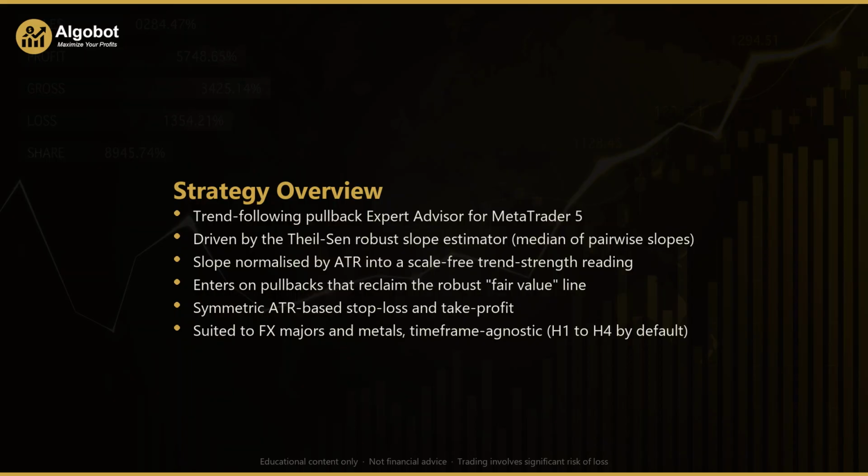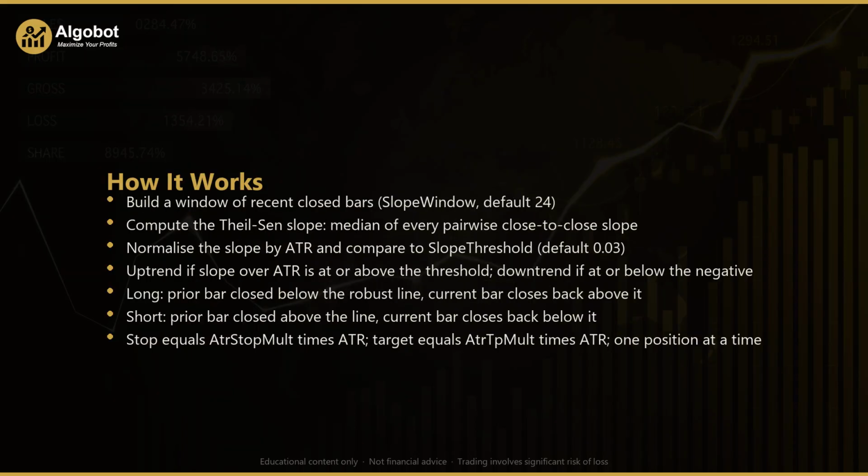Once a genuine trend is confirmed, the expert advisor waits patiently for a pullback that reclaims its robust fair value line, and it protects every position with a stop loss and take profit both measured in multiples of ATR. This kind of approach tends to appeal to traders who prefer a patient, rules-based, trend continuation style, and who want a system that adapts its distances to current volatility. Remember, trading always involves risk, and losses are a normal part of any strategy. Now let's walk through the exact logic, step by step.